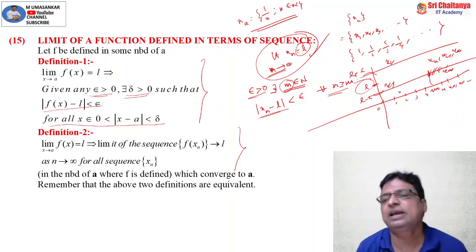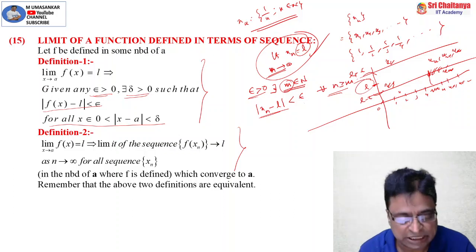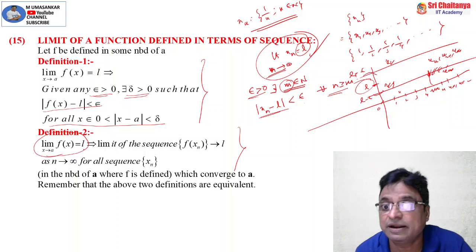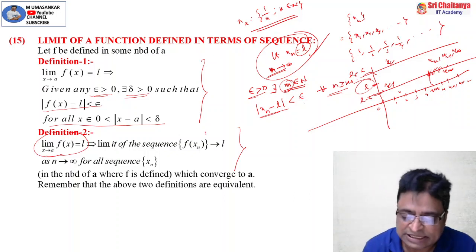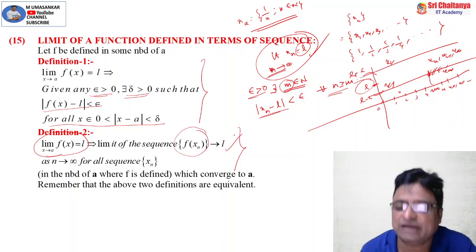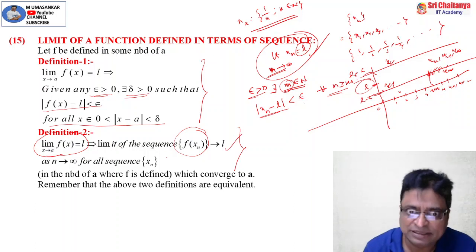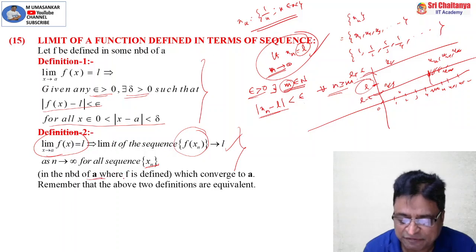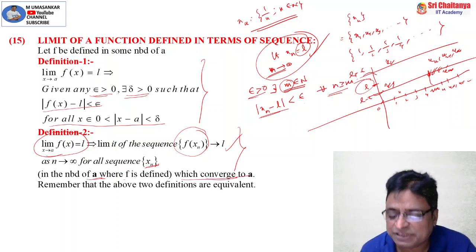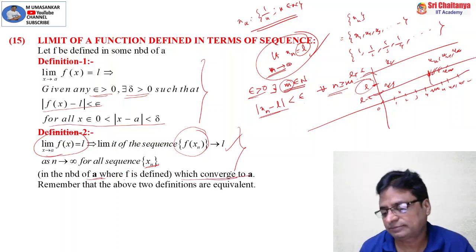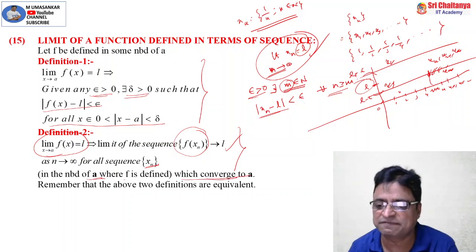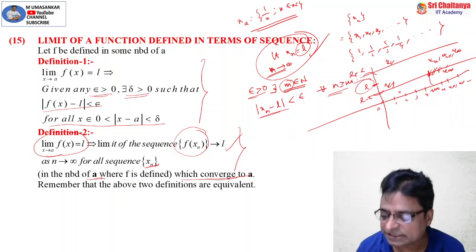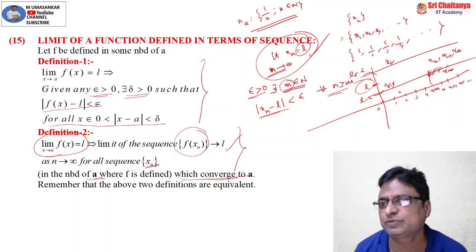The same thing here we are giving in another way. The limit of the function f of x as x tends to a is equal to L when the sequence f of xn converges to L, provided there exists a sequence xn in the neighborhood of a which converges to a. Converge means the limit exists. If the limit of the sequence is finite, then we can say that the sequence is converging to L. That is the terminology we can use in sequences and series.